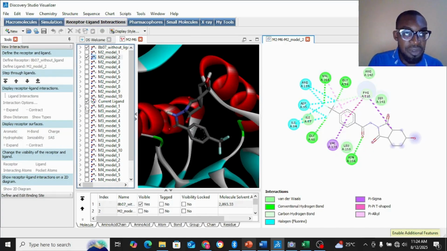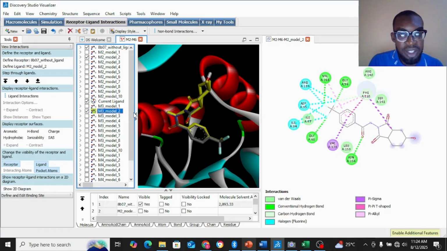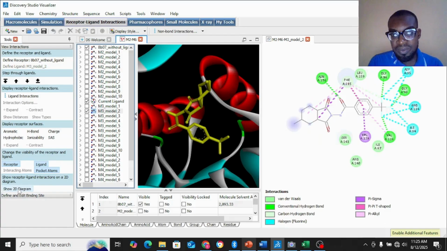Now let's see M3. Now you see that M3 is also within that same cavity. So let's check this. So this is M3. Wow, it's within that same cavity. So click on it, and then let's see the interaction.